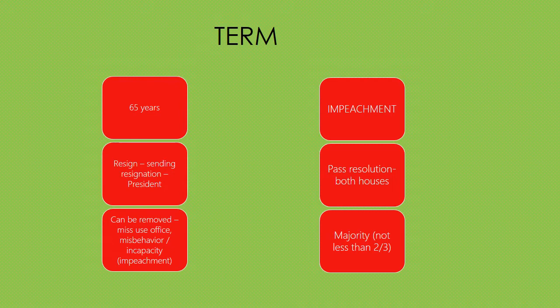To do this, both houses of parliament have to pass a resolution separately containing the charges against the judge. This must be voted upon and passed by the majority of the total membership of the house and by a majority of not less than 2/3 of the members present in voting.